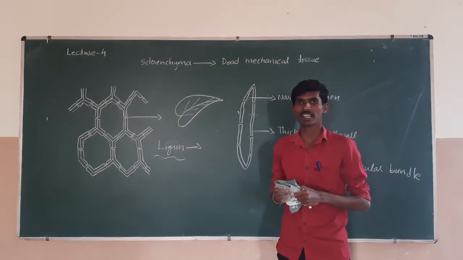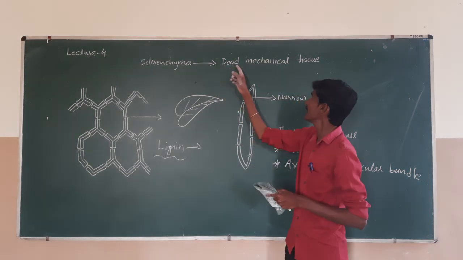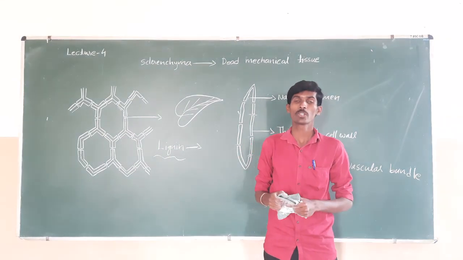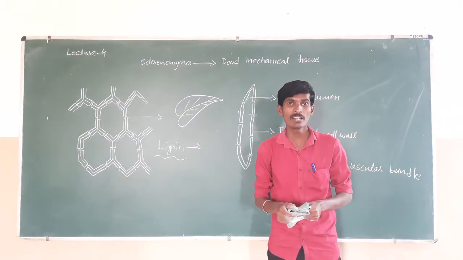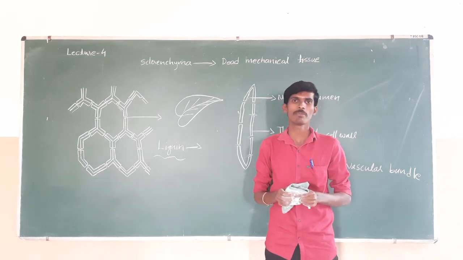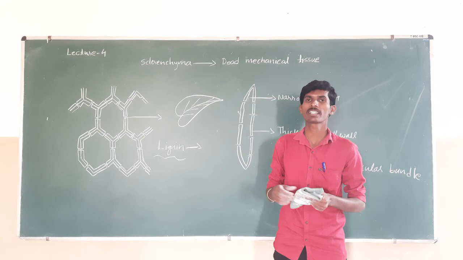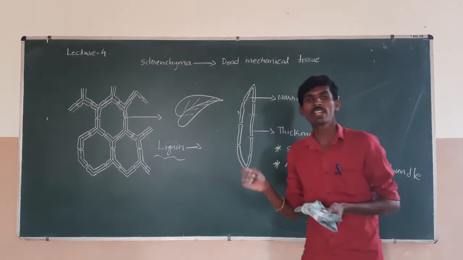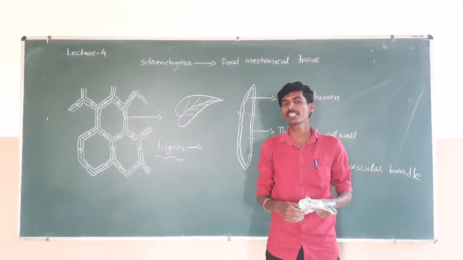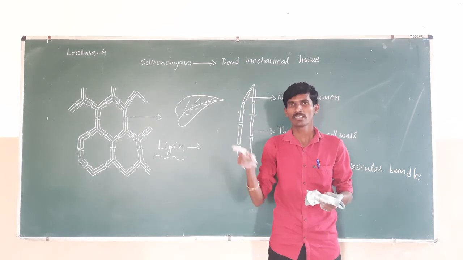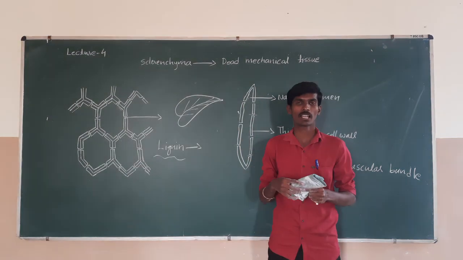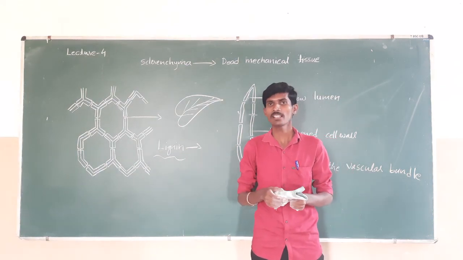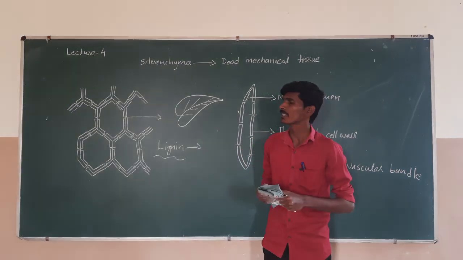That is about the sclerenchyma. Why is it called a dead mechanical tissue? Because its cells are dead in nature. It is present in the stem, around the vascular bundles, in the veins of leaves, and in the hard covering of the seeds and nuts. For example, the outer covering of peanuts and the husk of a coconut are made up of sclerenchymatous tissue.